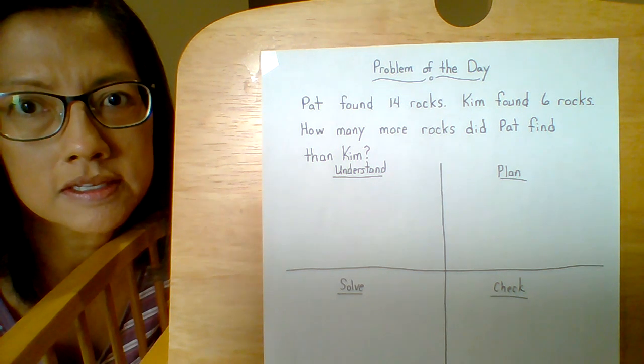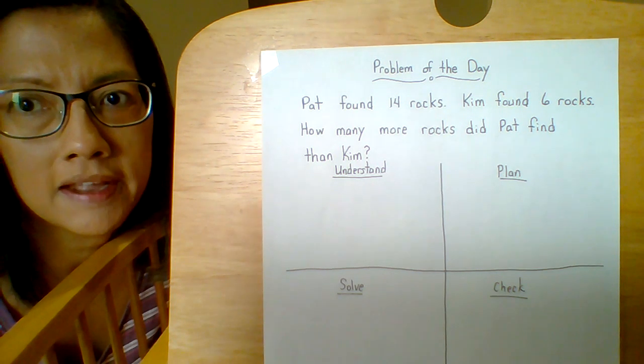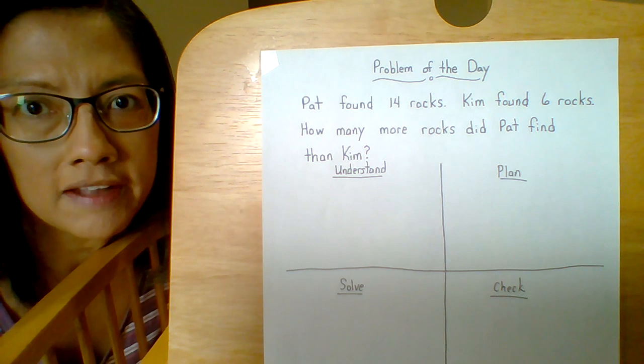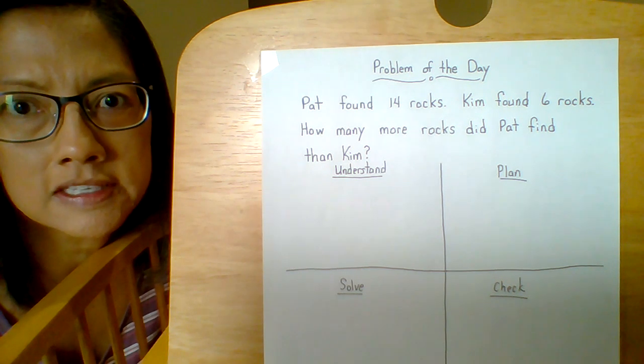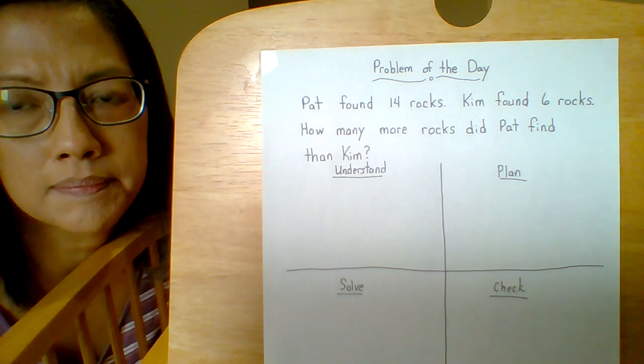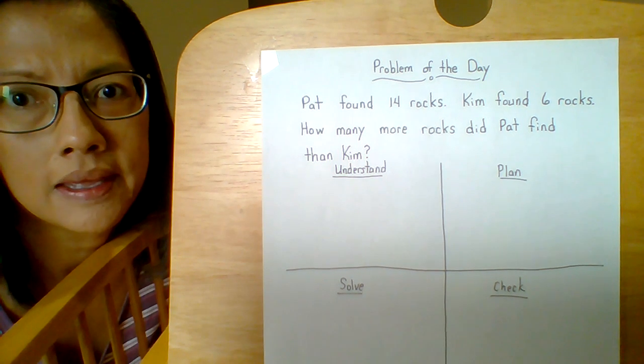Our problem of the day is: Pat found 14 rocks. Kim found 6 rocks. How many more rocks did Pat find than Kim? Pat found 14 rocks. Kim found 6 rocks. How many more rocks did Pat find than Kim?